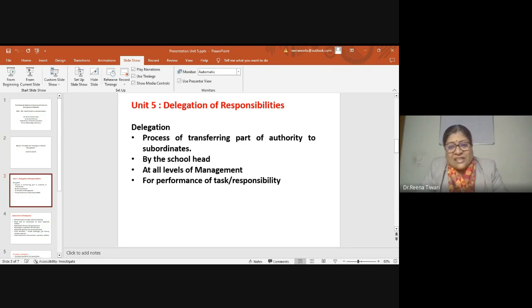And for that, it is very essential that the different tasks and responsibilities are handed over in a phased manner to the teachers and the subordinates who are working. So we can say that delegation of responsibility is very essential. And what is delegation? It is the process of transferring part of authority to subordinates. Here the subordinates can be the teachers, the conveners, the in-charges of different committees. These responsibilities are delegated by the school head at different levels of management, and it is essential for performance of tasks and responsibilities.